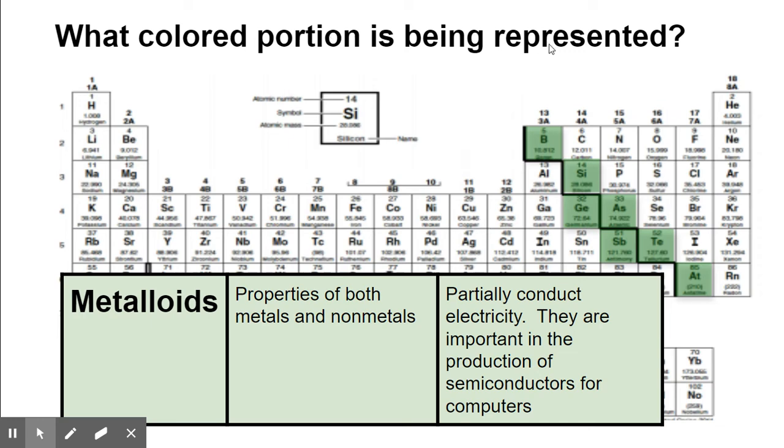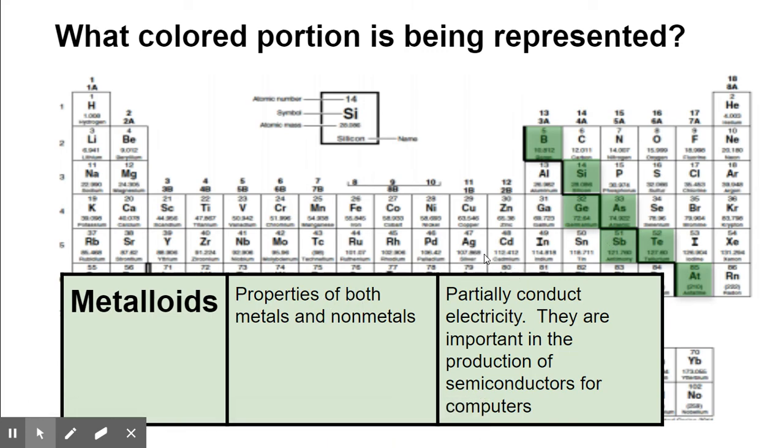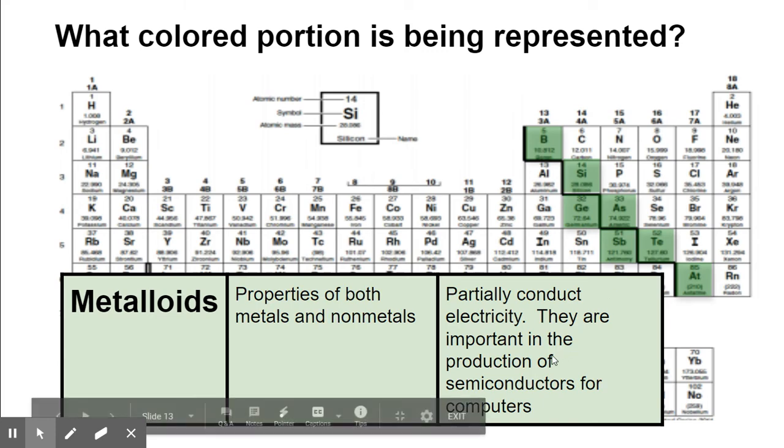What colored portion is being represented here? So along this black zigzag line or staircase, we have our metalloids. They have properties of both metals and nonmetals, and they partially conduct electricity. So they're so-so conductors, and they are important in the production of semiconductors for computers.